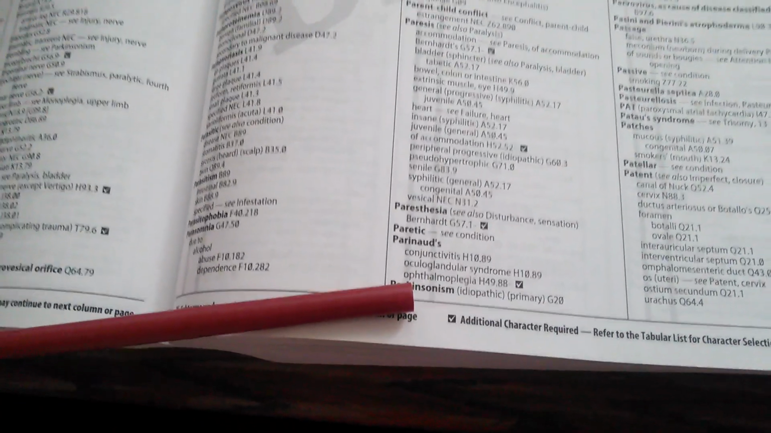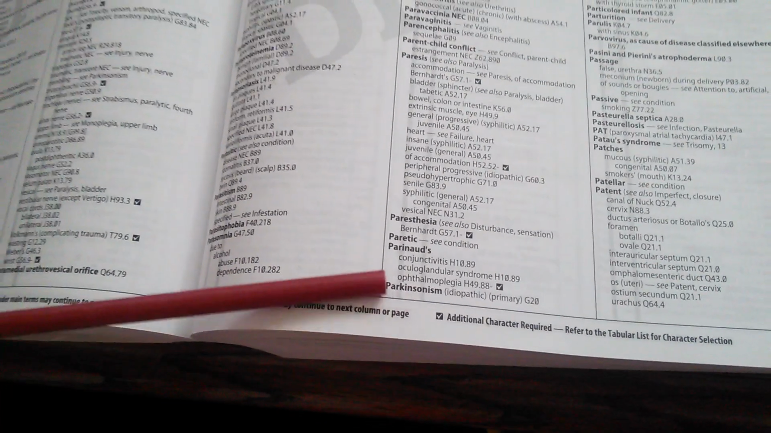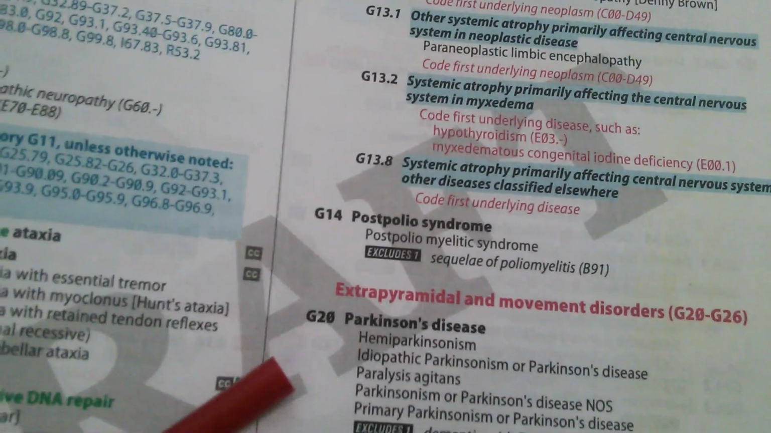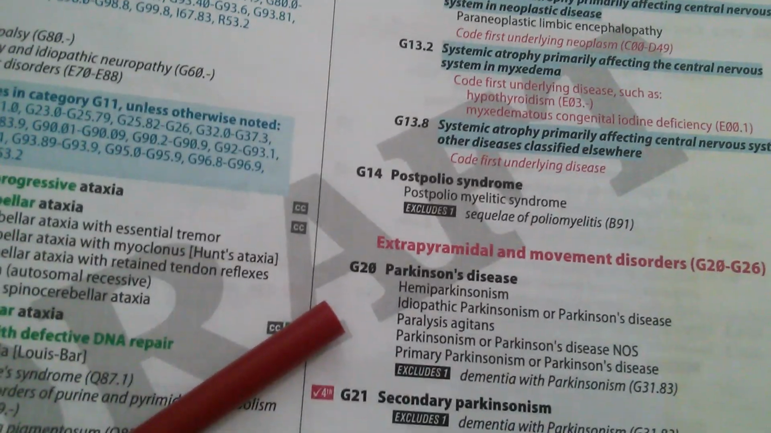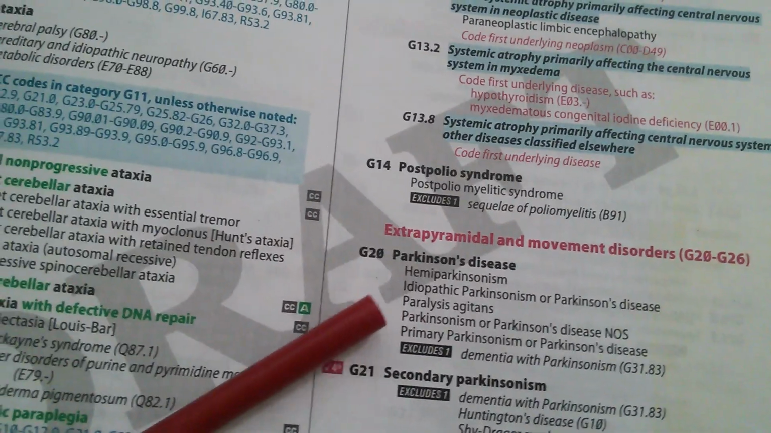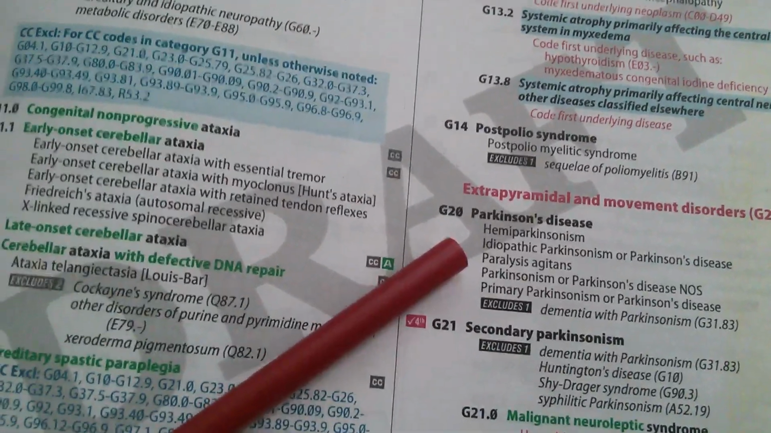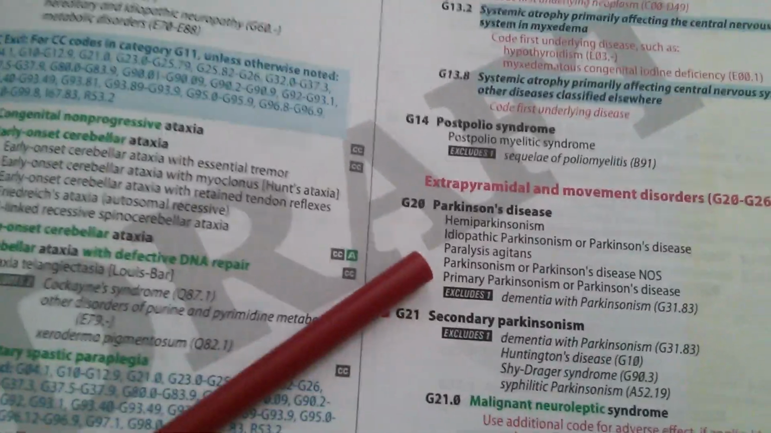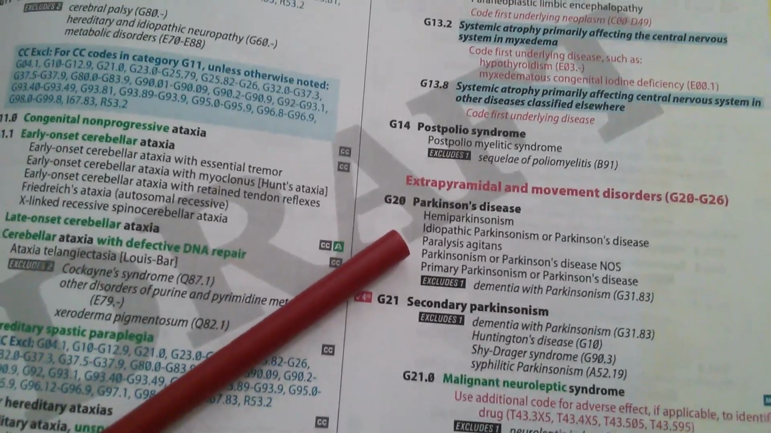Now, the second step will be to go to the tabular for G20. Okay, G. Here we go. G20. G20 says Parkinson's disease. And underneath those, there are also other words to call the same thing, like hemi-Parkinsonism. If any other descriptions appear there, then the code is still the same, G20. But we have checked that G20 is the code.